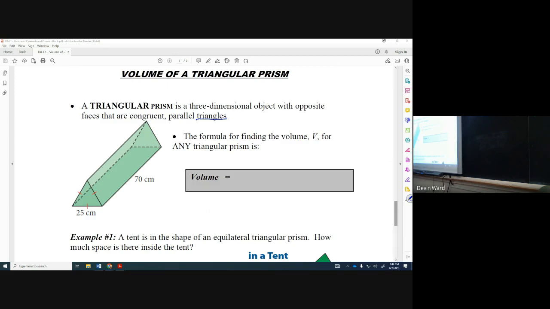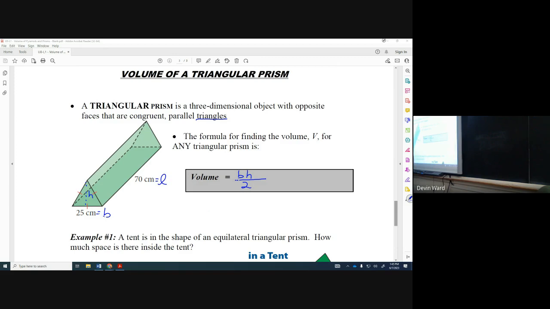is very similar to what we had before with regular prisms. However, we take the area of our base. The area of a triangle, remember, is base times height divided by 2. However, we also have to account for what we call the length. If this is my base, kind of dot in where my height would be.